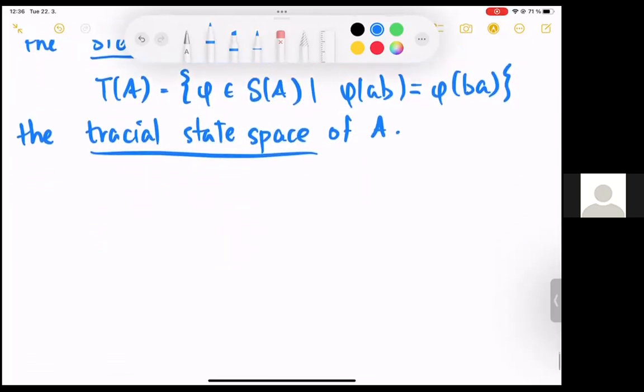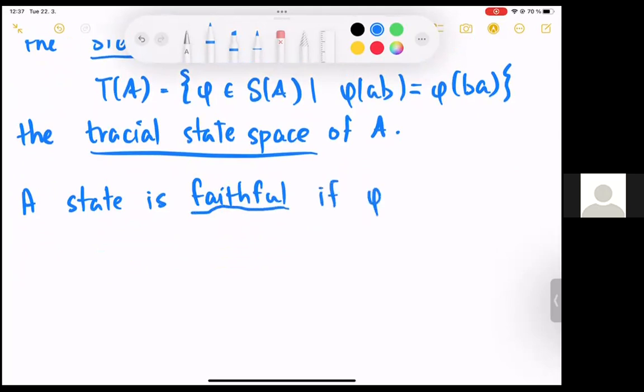Okay, and then just one more part of the definition. A state is said to be faithful. Sometimes this will mean that it's injective, but here that would be way too much to ask, an injection into the complex numbers. But we do call it faithful if A star A gets mapped to 0 if and only if A itself is 0.